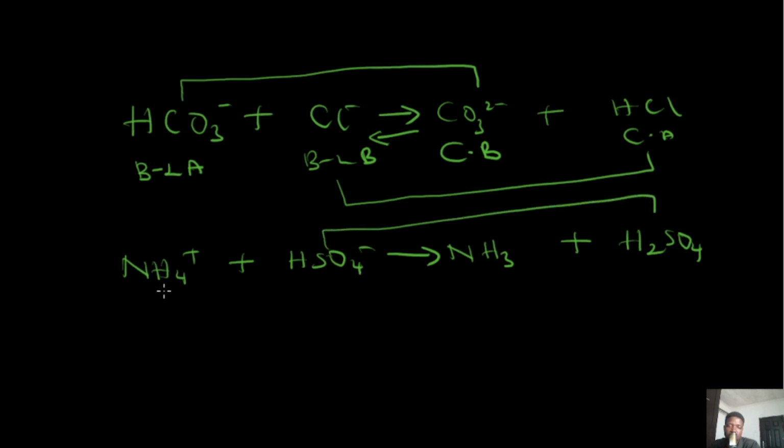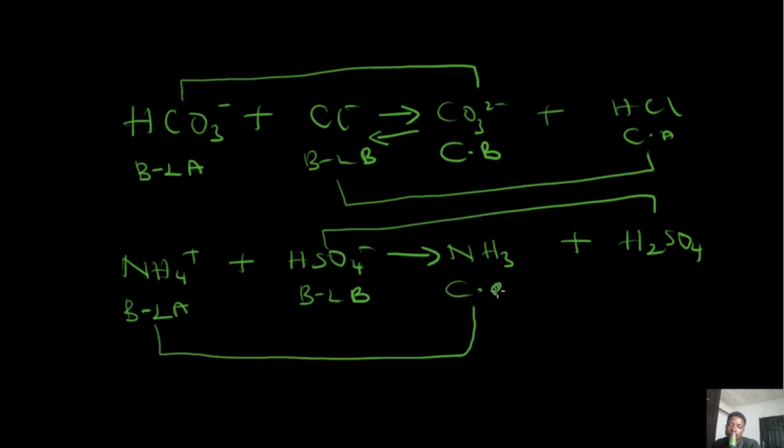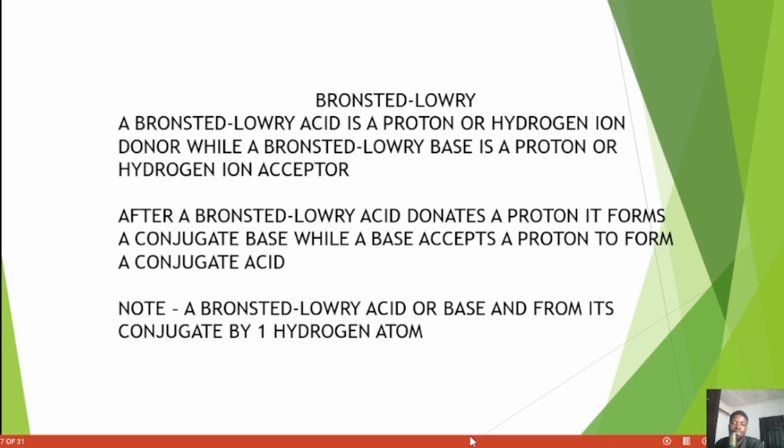So the implication is that because the ammonium ion was the donor, it becomes the Bronsted-Lowry acid. Now, because HSO4 was the acceptor, it becomes the Bronsted-Lowry base. So note this, the Bronsted-Lowry acid, as we noted, will form the conjugate base, while the Bronsted-Lowry base will form the conjugate acid. I hope this was easy to understand because it's quite simple and basic. So with that said, let's go back to our slides.